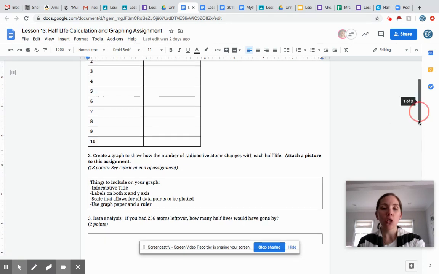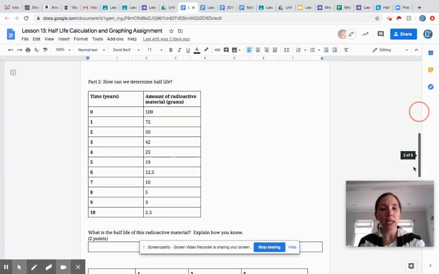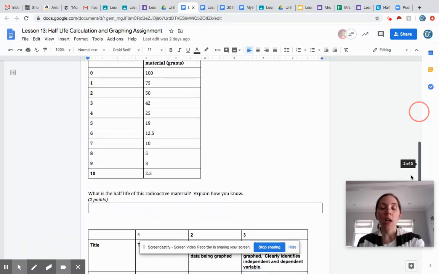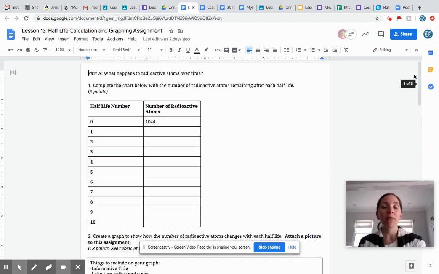There's a calculation problem for you to answer. Then I'm giving you some data, and based on this data, you're telling me how long you think the half-life of this material is, and give me some explanation. All of this is going to be turned in by Monday, will be graded, and you should do your best. I'm in Zoom the whole time.